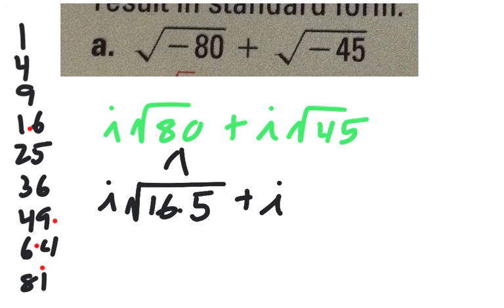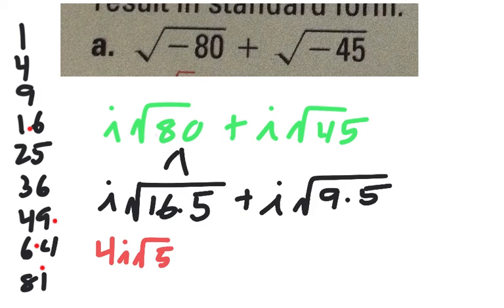Now do the same thing for 45. So 45, let's see, 36 times something, no. 25 times something, no. 16, no. But 9 times 5 is 45. So I can rewrite that as 9 times 5. Now the square root of 16 is 4. The square root of 9 is 3.